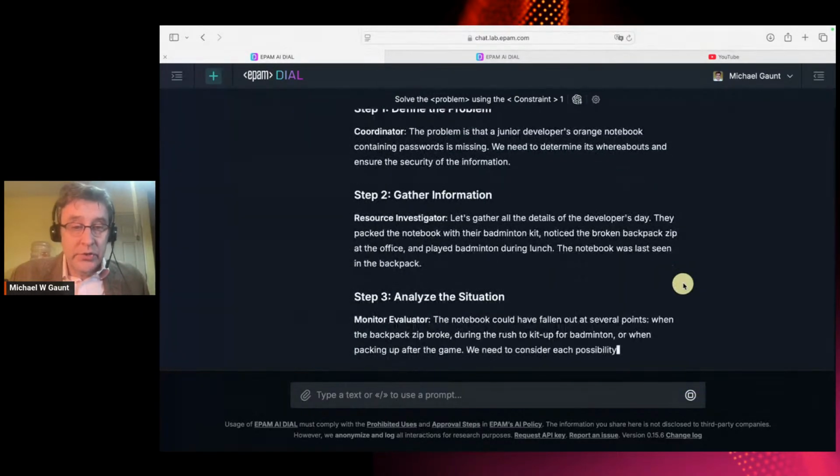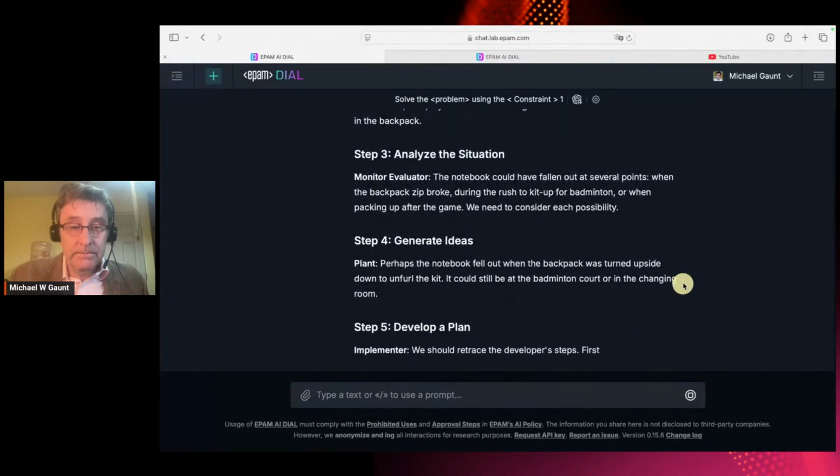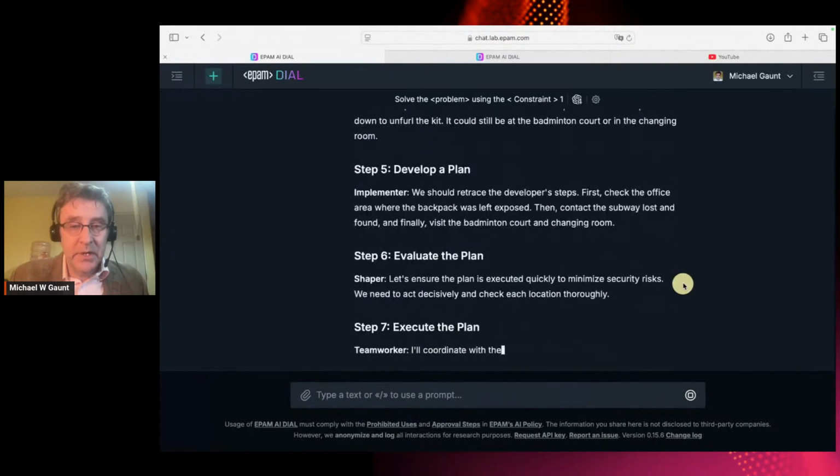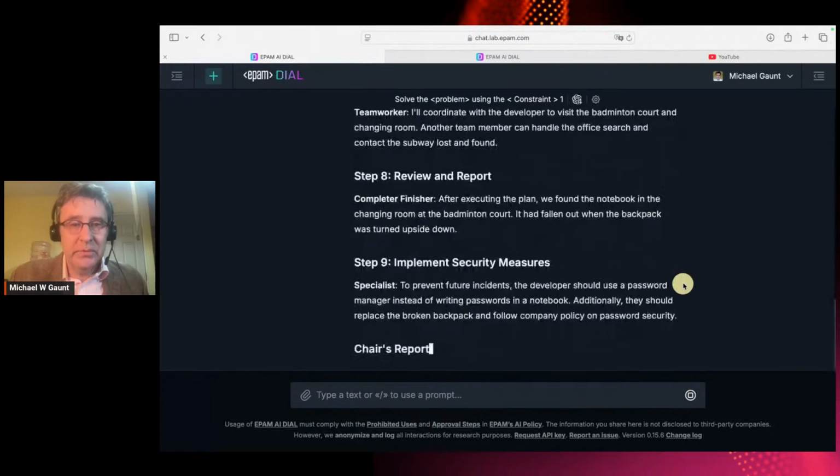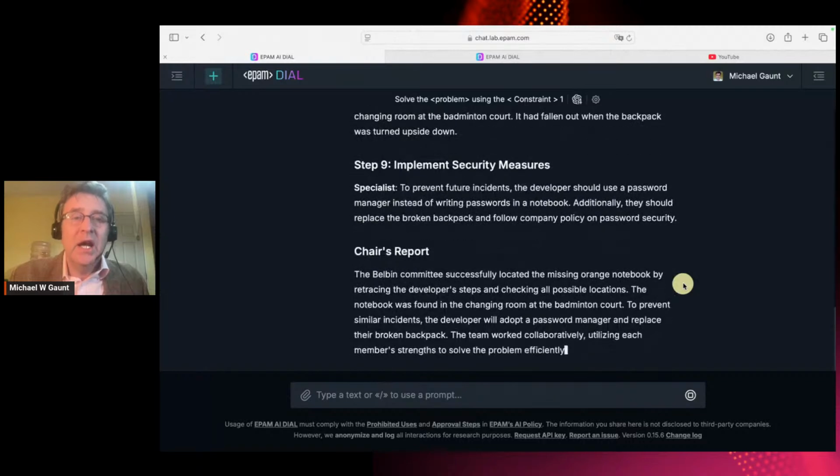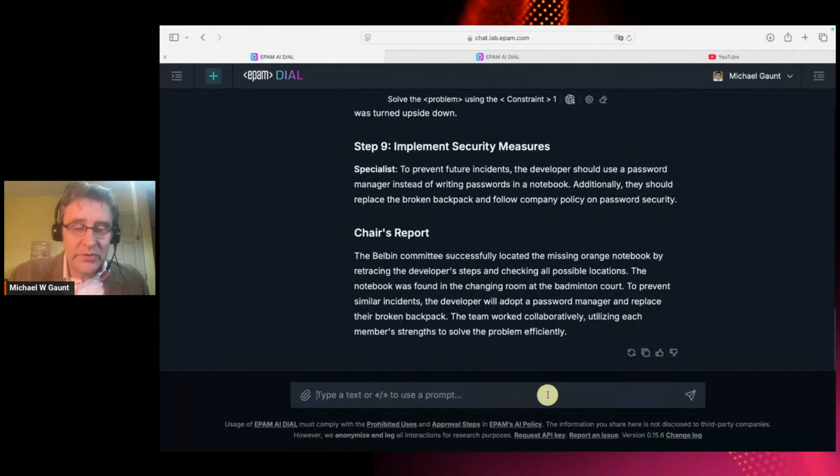Okay, so it's now going through the Belbin prompt. It's devising a plan. It's executing the plan. It's reviewing. And it's giving a chair's report. That was not quite the result I wanted.